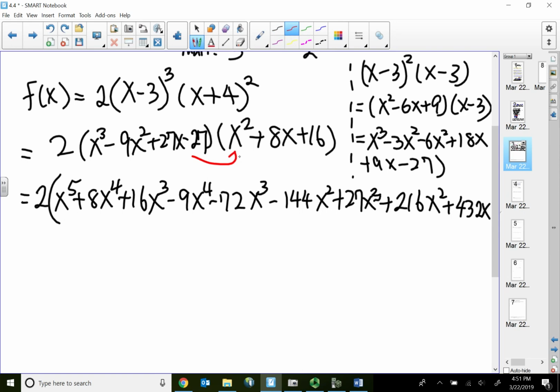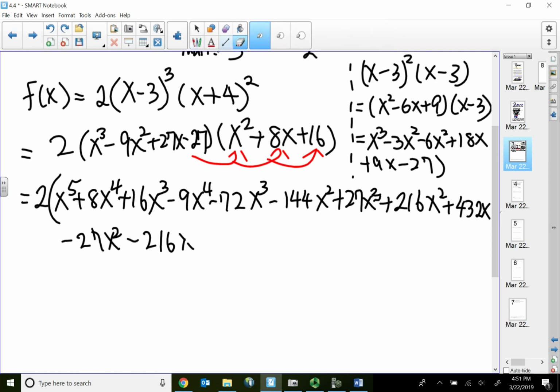Now the negative 27. Now I'm going to write this one out. I just used a positive 27. Now I'm using a negative 27. So the negative 27 times x squared is negative 27x squared. The negative 27 times positive 8 will be negative 216, right? Same thing as the 27 times 8. Negative 216x. Negative 27 times positive 16 is negative 432.